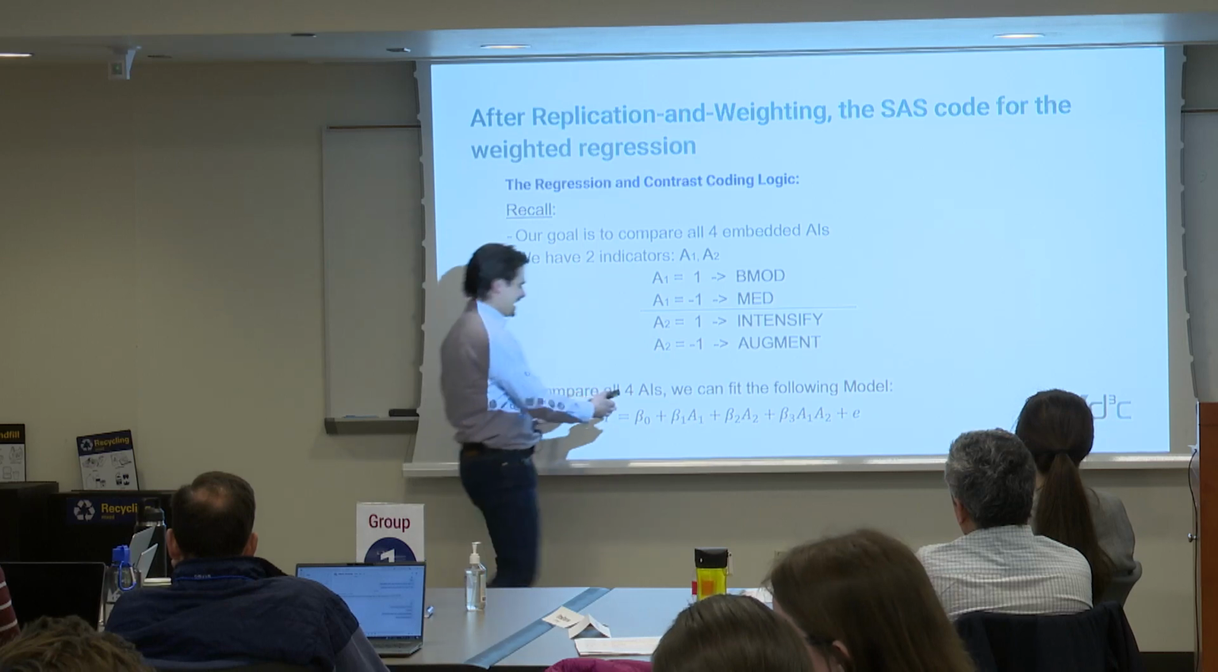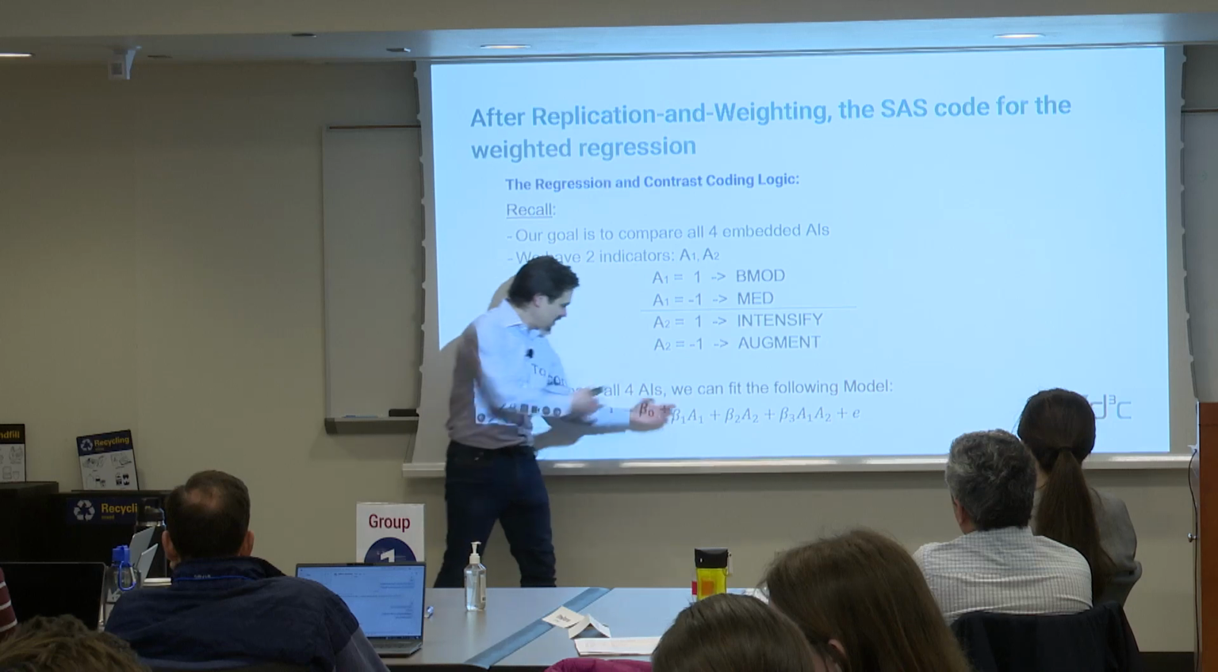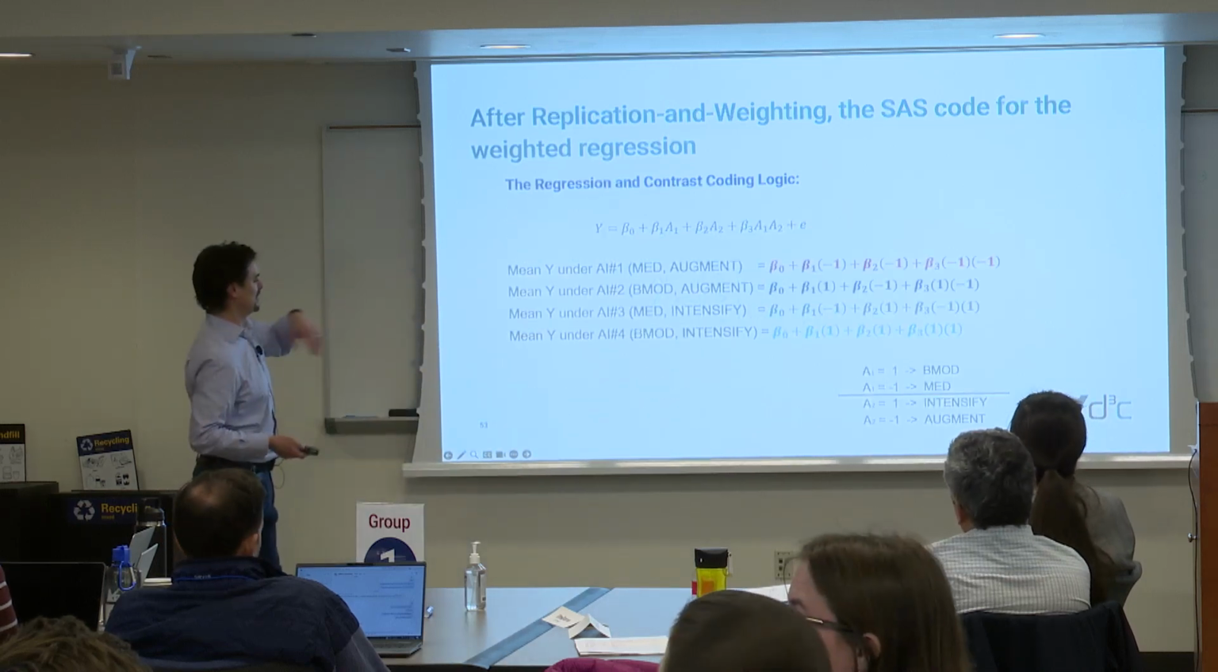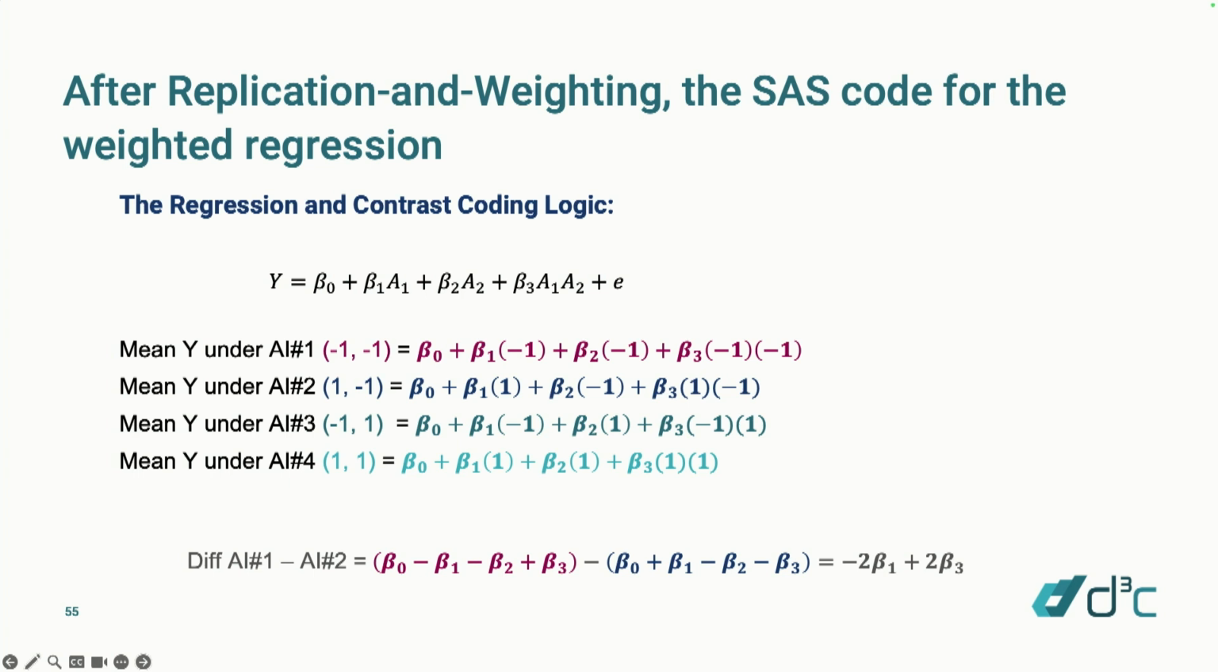And then if I wanted to get any pairwise combination I want among the 4, I just play around with sticking in 1s and negative 1s, right? And here I'm doing it. So I can get each mean, because I stick in the appropriate number, a 1 from B mod, a negative 1 from med. I can get all my 4 means, and then I can even do my differences. The difference between AI1 and AI2 is that thing. It's a little complicated, but it's no big deal. And in fact, there's a lot of intuition here. That's why this paper is so highly cited.